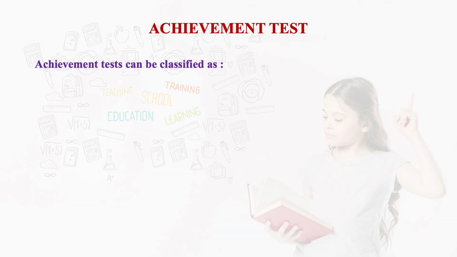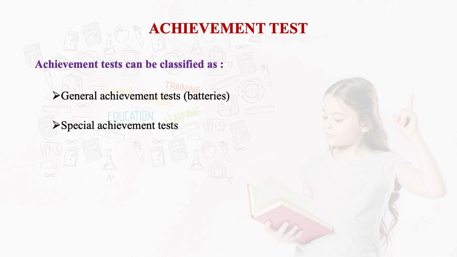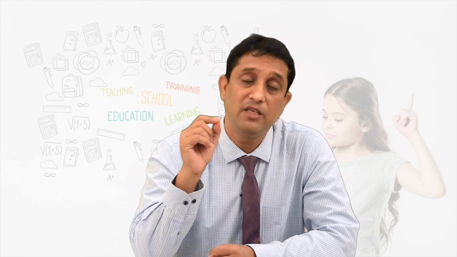And further, achievement tests can also be classified as general achievement tests and special achievement tests. A general achievement test is called an achievement test battery. That means here you will find that questions are taken from different areas. It may be from reasoning, general knowledge or general awareness, language skill, and other subject areas also. And for a special achievement test, you have to focus on only one aspect. If it is science, then achievement related to science. If it is social science, achievement related to social science.